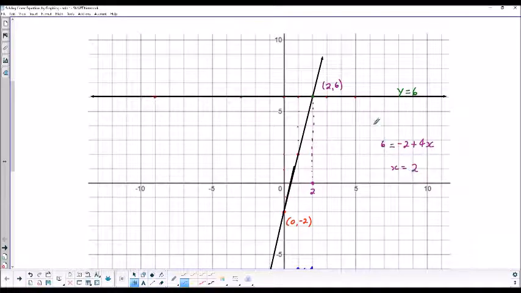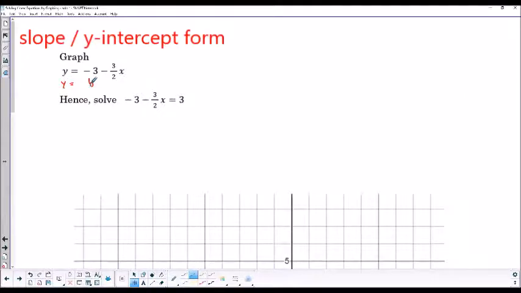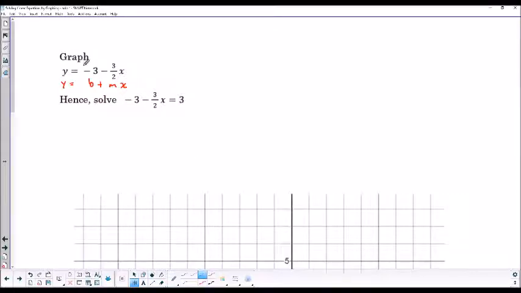Okay, so that is an example of how to solve a linear equation by graphing. All right, let's move on to another example. This time we're going to graph y equals negative 3 minus 3 halves x. So same thing again, we've got y equals b plus mx as the standard form here. And we see that the b, the y-intercept, is negative 3, and the slope, m, is negative 3 over 2.